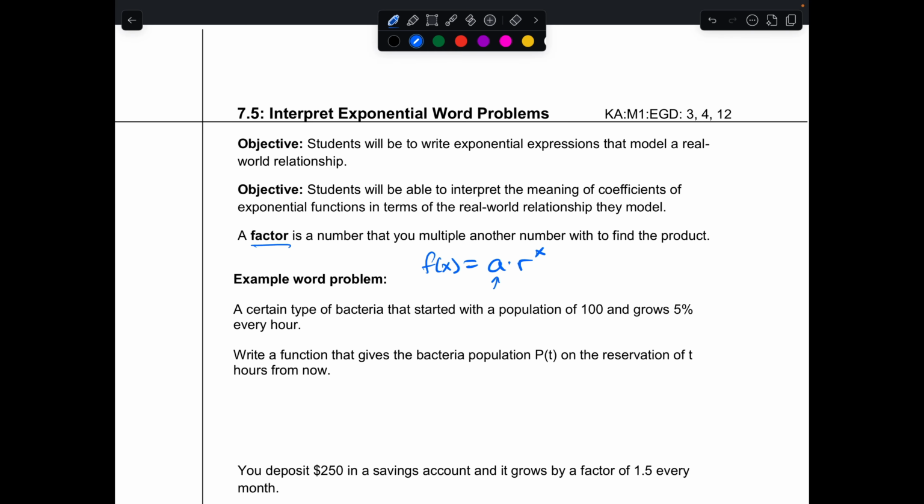But you should know that a is our starting point. It's sometimes called our initial value or our y-intercept. And r, that's our factor. That's this factor here. It could be a growth factor if it's bigger than 1. It could be a decay factor if it's less than 1. But that's our factor. And one thing I want to remind you of is that if we're talking about percentages, then our factor is going to be 100% of what we started with, plus or minus, depending on if you're growing or decaying, the percent that you're growing or shrinking by. If that doesn't make sense, I will explain it some more in this example below.